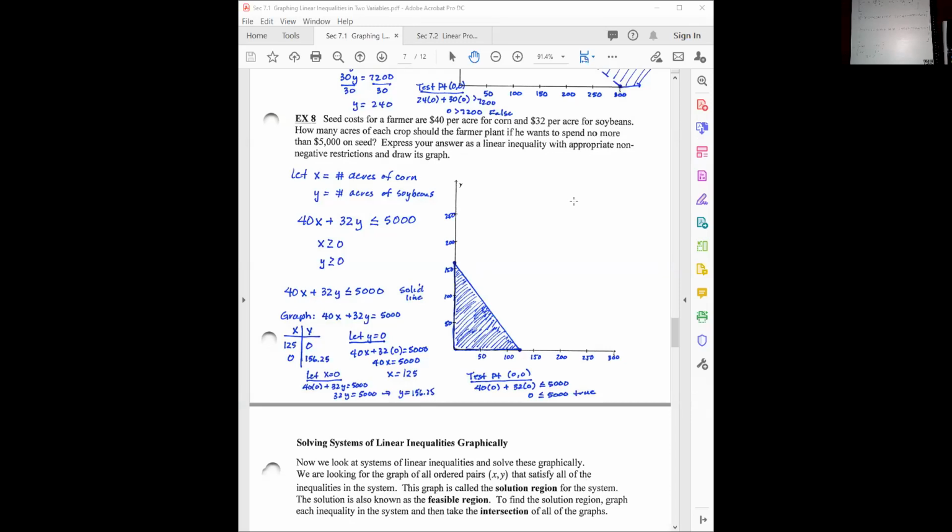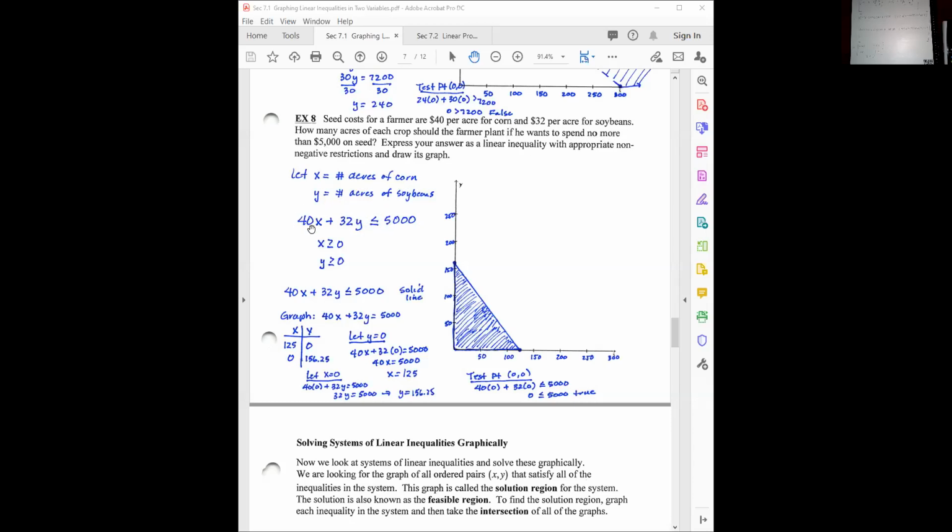So you need to label things, right? X is going to be corn, and Y will be soybeans. This is something you need to create. You just decide; it doesn't matter which is which. You just label them. Once you do that, you see $40 per corn, so that's going to be 40x plus $32 per soybean, 32y. And it said that I want to spend no more than 5,000.